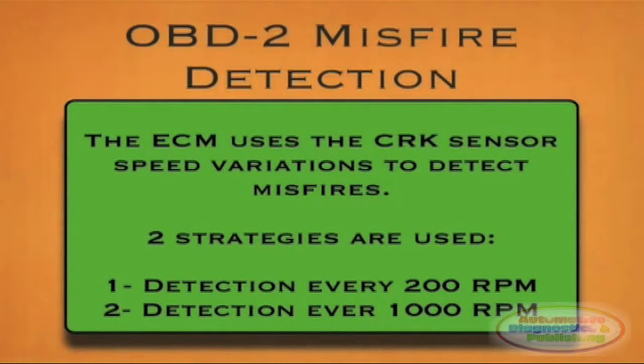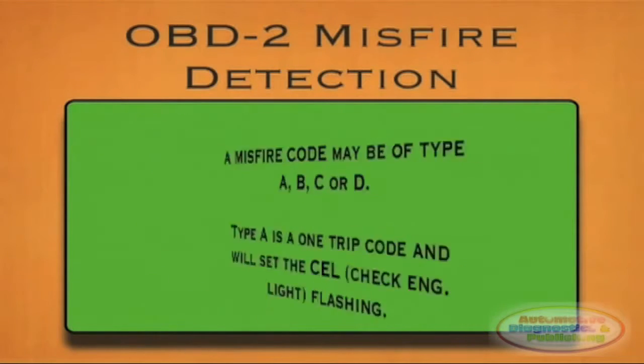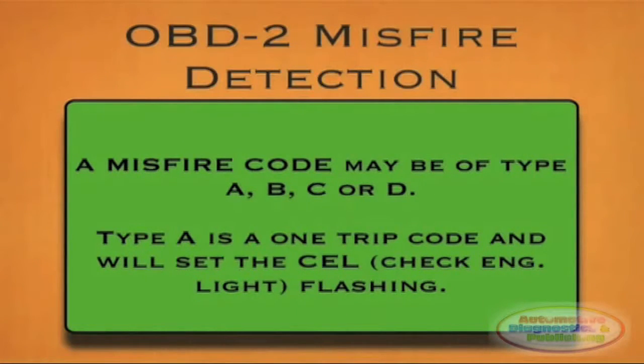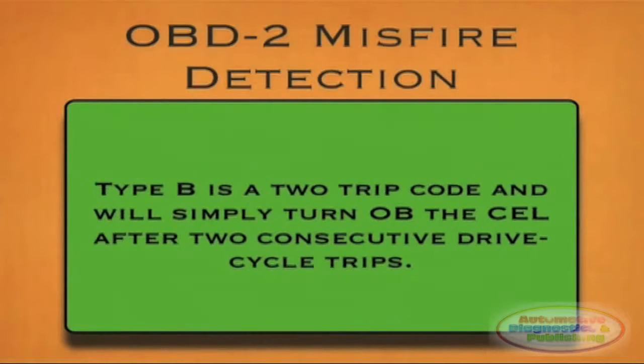The ECM uses a coarse variation and a fine variation detection scheme. This is true in all systems. This also allows the ECM to pinpoint the severity and type of misfire. Of the four types of misfires, Type A, the most severe, will cause the check engine light, or CEL, to flash. Misfires can come from three main sources: ignition and injection. There is also the mechanical type, such as a bad valve, cylinder rings, and so on.